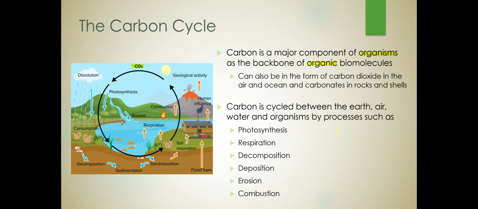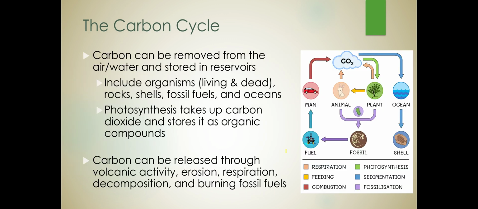And so what the carbon cycle does is it just shows how it's cycled from all of these different areas: water, land, air, organisms, deep in the earth. And so we have a lot of different processes that are involved. Now in the next slide we're going to look at what these processes essentially do. But some of these processes are going to release carbon, and some of these processes are going to store carbon. And that's really what you need to know more than anything.